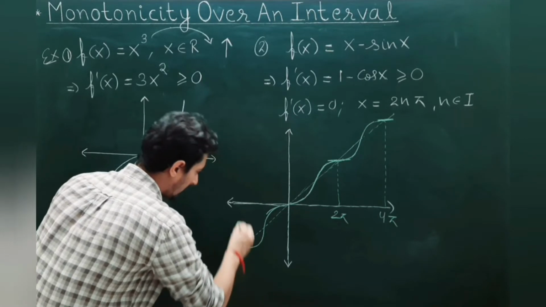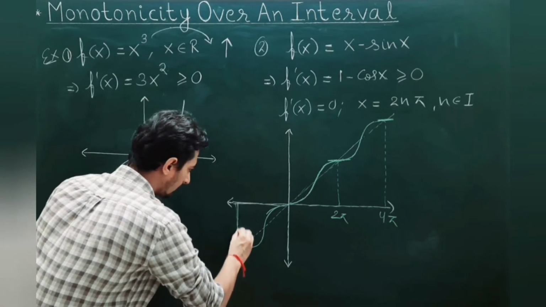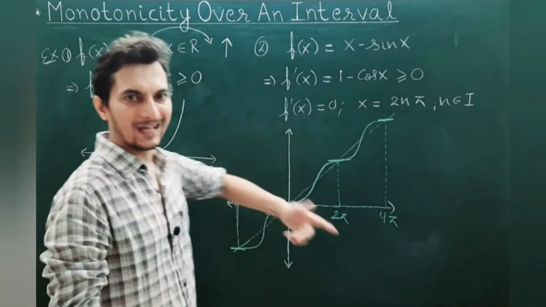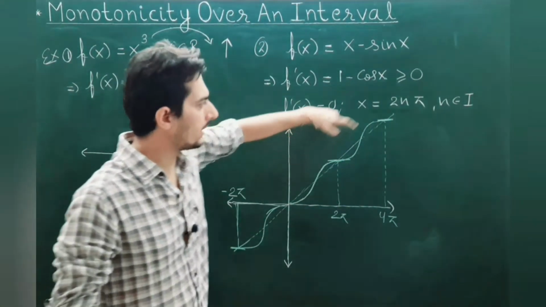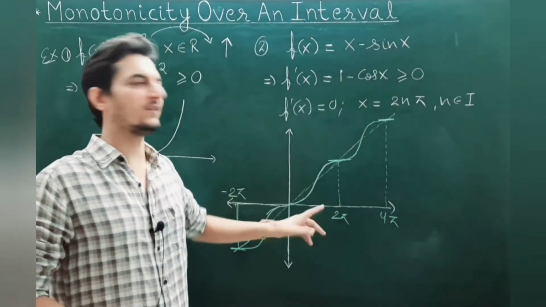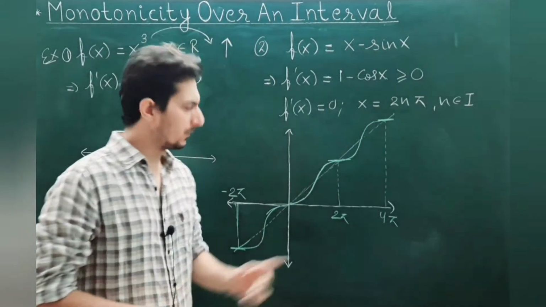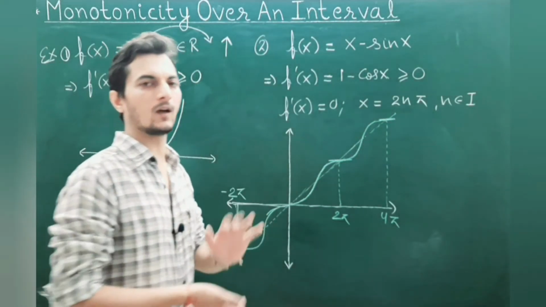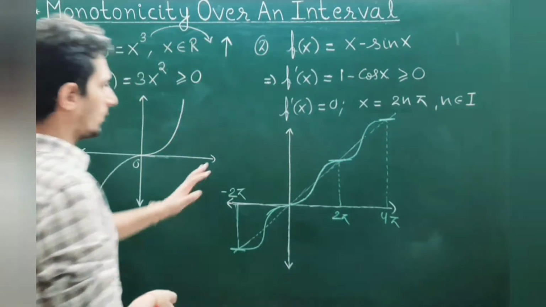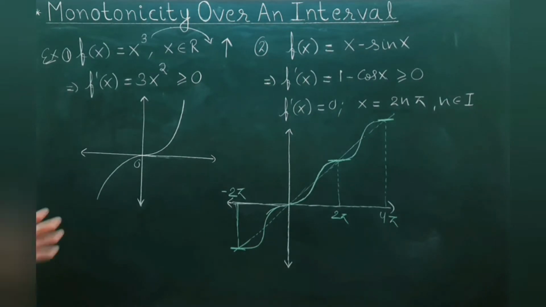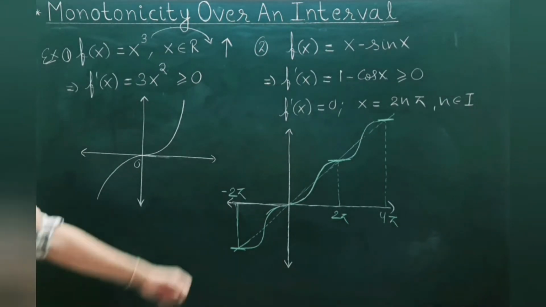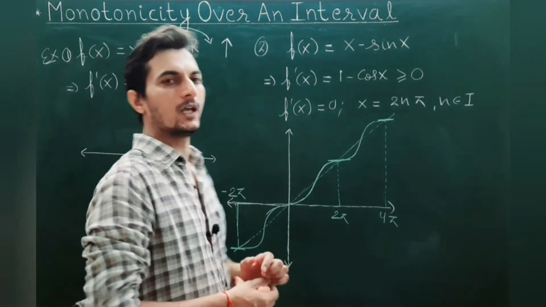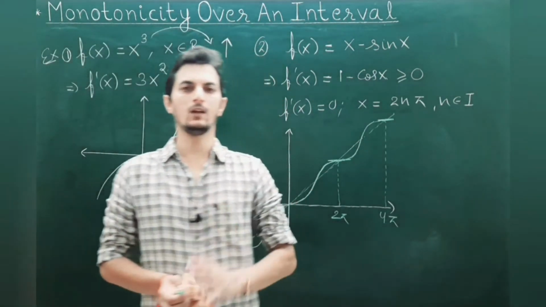f(x) is strictly increasing at every point. Although the derivative is 0 at 2 pi, 4 pi, that is not affecting its increasing behavior, because these are the only discrete values of x. It is not forming any intervals, right? So these are two examples I tried to explain for the point we noted down, that f dash x may equal 0 for discrete values of x.